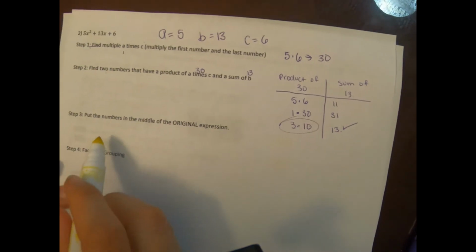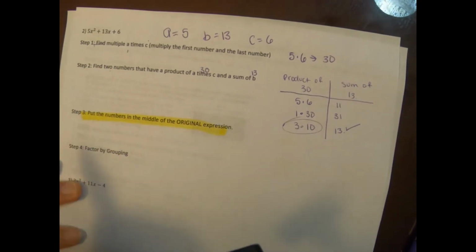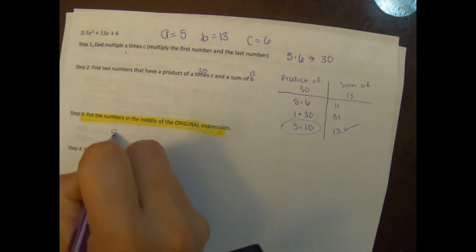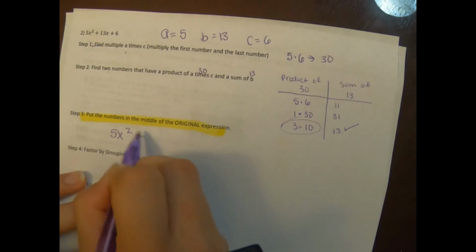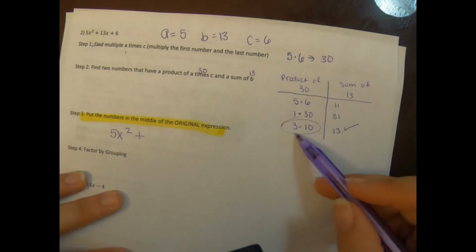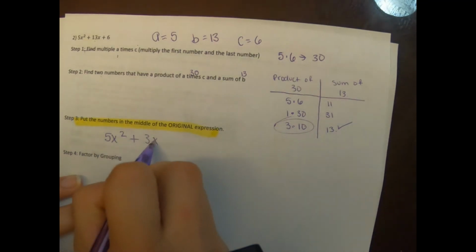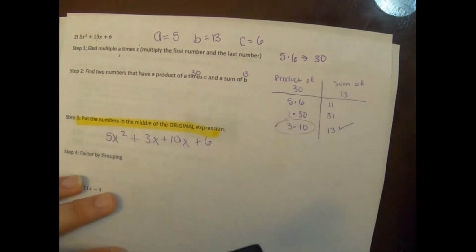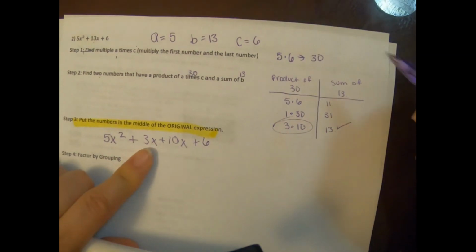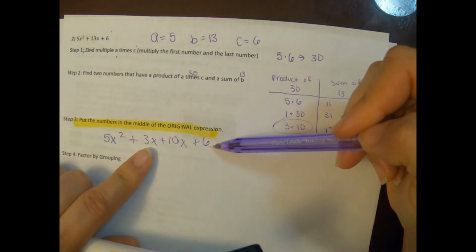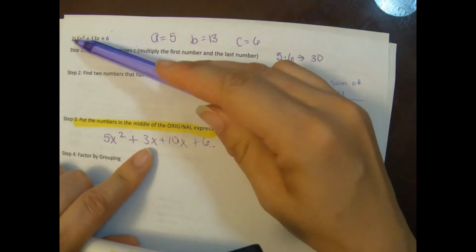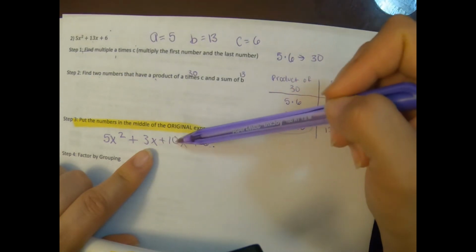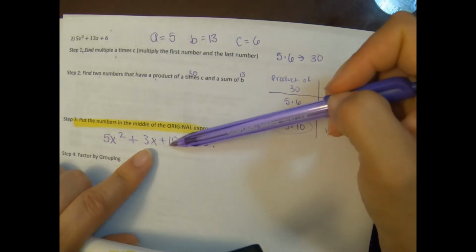So we're going to put those numbers in the middle of the original expression. The original expression has 5x squared first. I'm not going to write 13. I'm going to use the numbers I picked. And it doesn't matter what you put first. It'll work out either way if you picked the right numbers. Okay, so I kept the 6 the same. That's super important. People make a mistake there a lot. Kept the 5 the same. Instead of 13, I have 3x and 10x, which really is 13, just written differently.